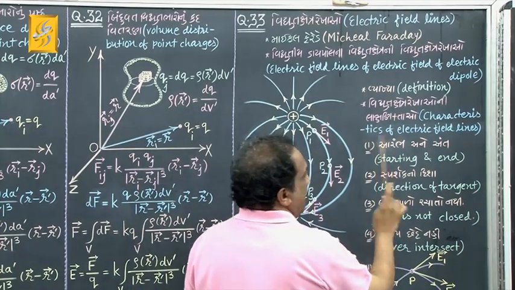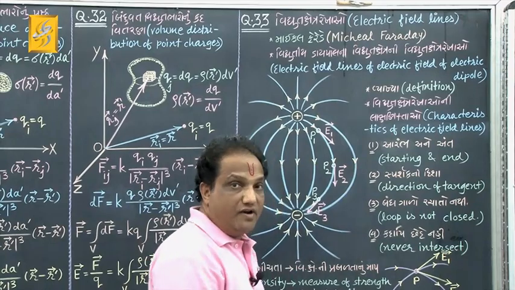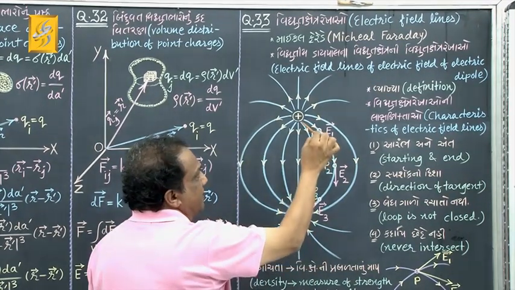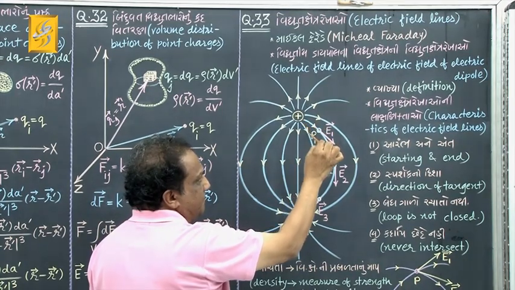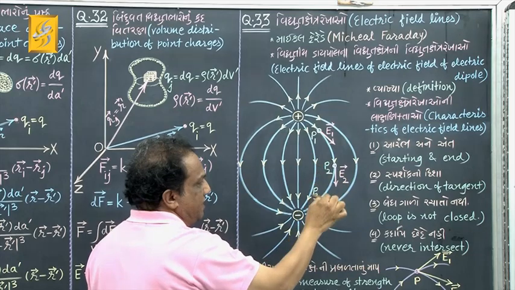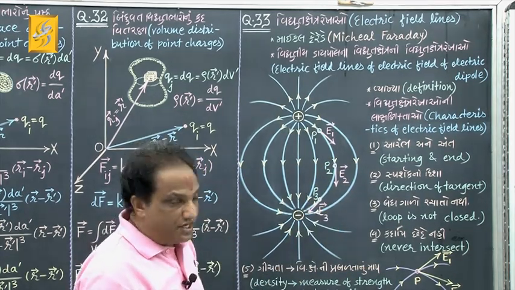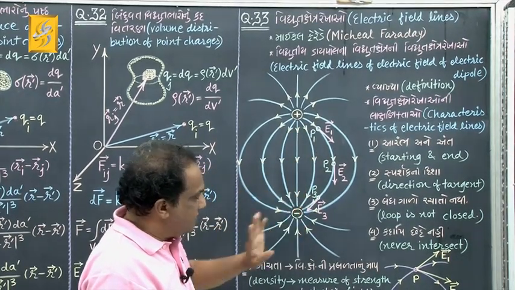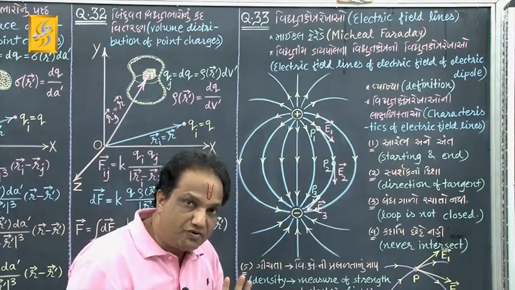First, the starting and end of electric field line. You can see in the diagram, starting of electric field line takes place from positive charge and it is terminated at negative charge. It is originated from positive charge, terminated at negative charge. Okay? They are always from positive charge to negative charge.